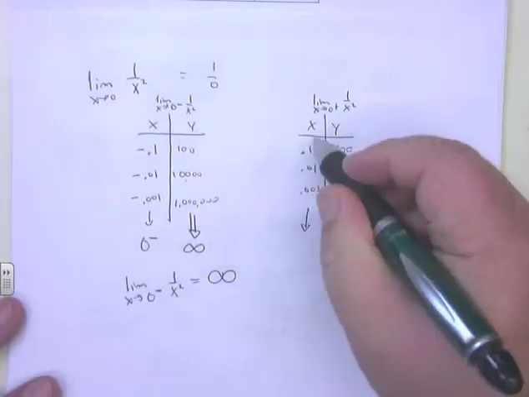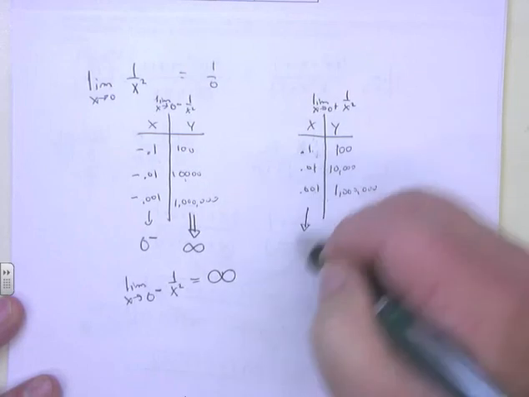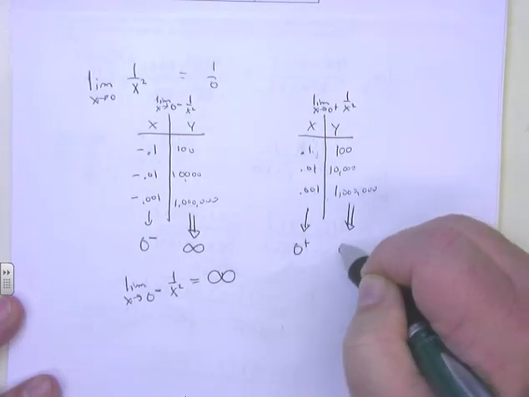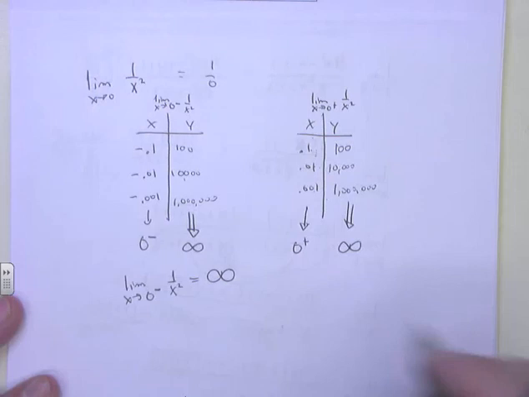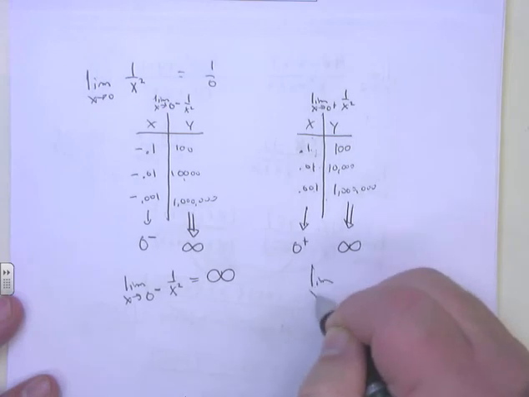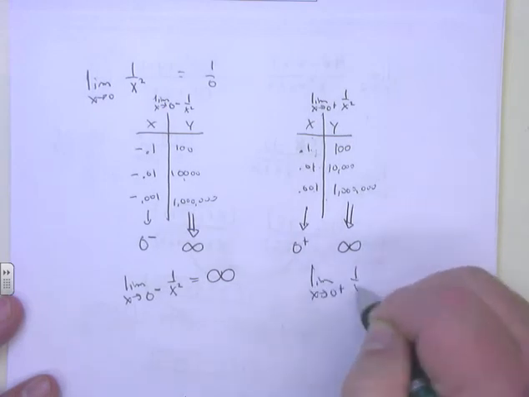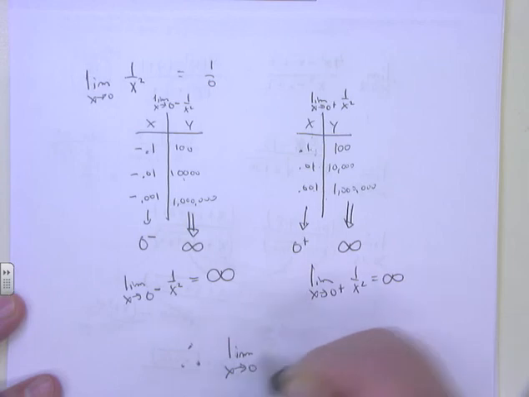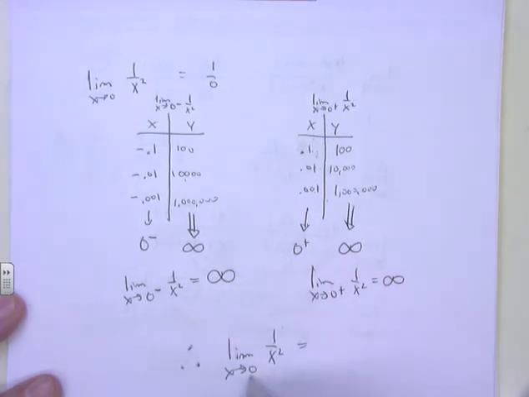So now, as x approaches 0 on the plus side through 0.1, 0.01, 0.001, my functional value is approaching what? Positive infinity again. So now I have the limit as x approaches 0 on the plus side of 1 over x squared equals infinity. Three dots in a triangular fashion means therefore. Mathematical symbols here. Therefore, the limit as x approaches 0 of 1 over x squared. This is a full limit because you don't see a plus or minus on it. So what would the answer for this guy be?